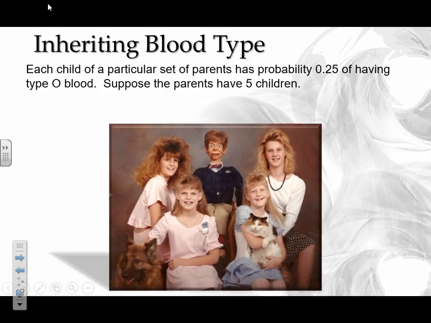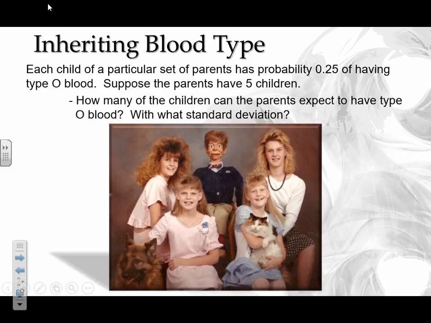Blood type. Let's go back to that first example we had that was a binomial setting. So we already established this idea of getting type O blood as a binomial setting. So each child of a particular set of parents has a probability 0.25 of having type O blood. Suppose the parents have 5 children. So first thing, how many of the children can the parents expect to have type O blood? And with what standard deviation?